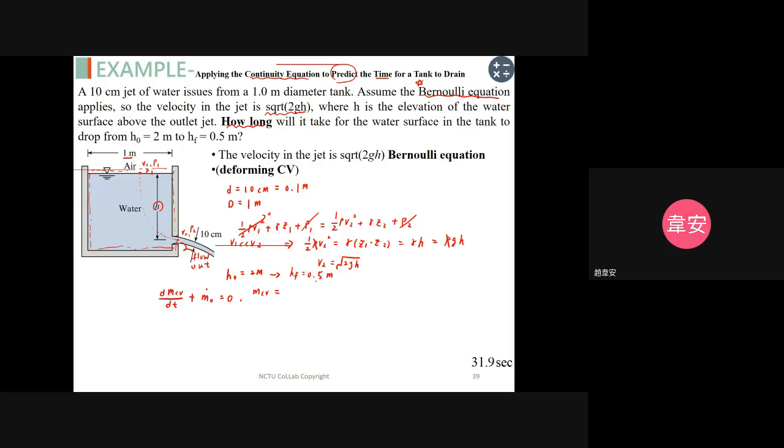So what is the m_CV for this problem? We know that we have the diameter here. The tank diameter is 1 meter.